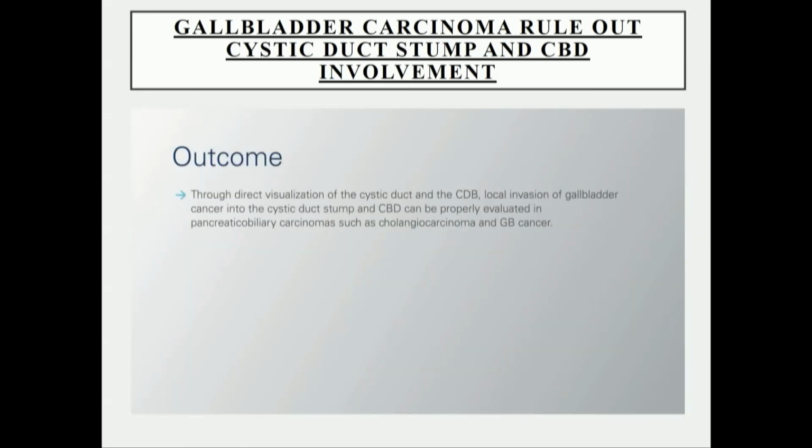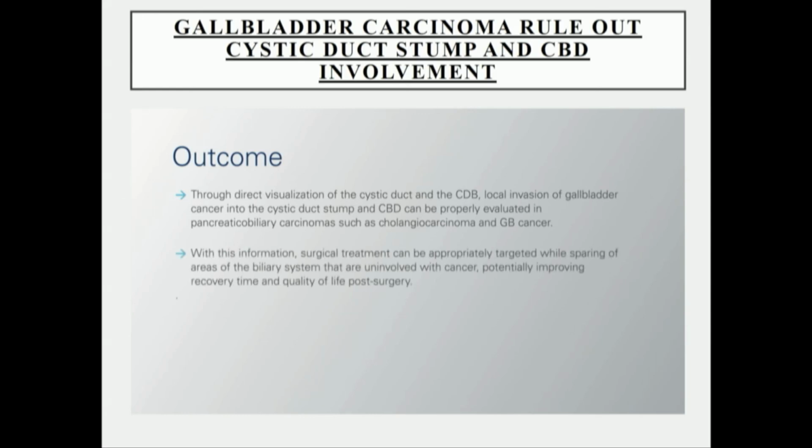So our outcome here, through direct visualization of the cystic duct and the common bile duct, local invasion of the gallbladder cancer, we knew there wasn't involvement of that common bile duct or cystic duct stump, and the patient was taken by Dr. Lowe for a resection. That resection did not have to involve a Whipple in this case, and the patient ended up having negative margins.